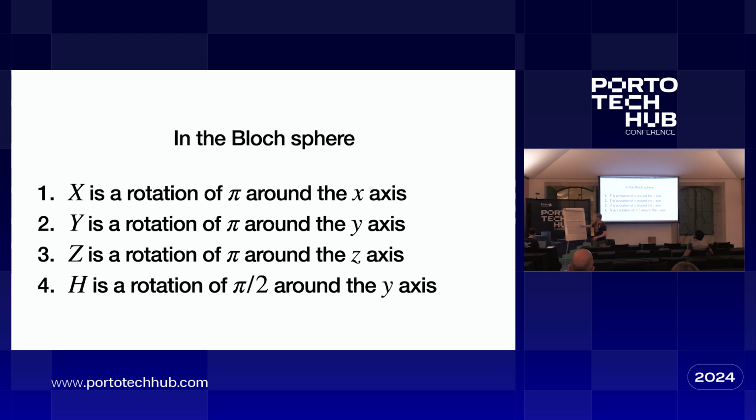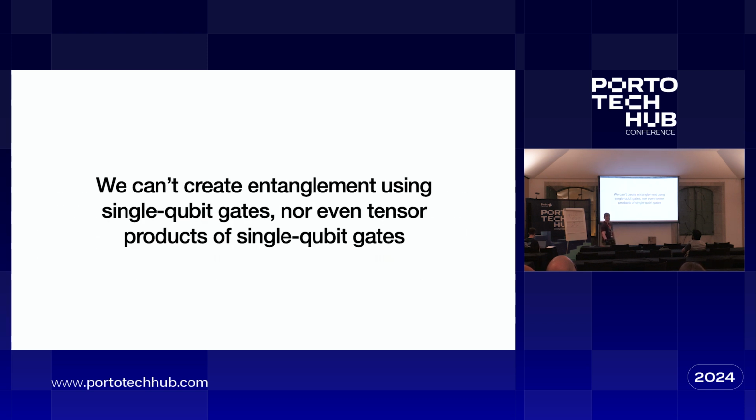So if we draw the Bloch sphere here, it'll take this state here, as we just saw, to here, okay? And in fact, it turns out that all these gates acting on qubits, that's all they do. They do rotations in the Bloch sphere. Which means that we can't create entanglement using single qubit gates or even tensor products of single qubit gates.